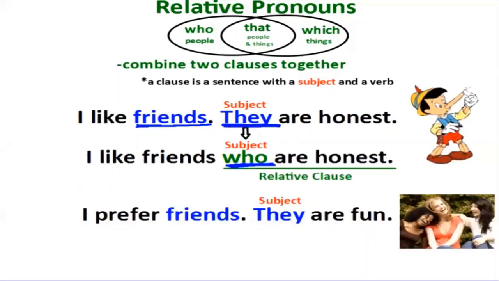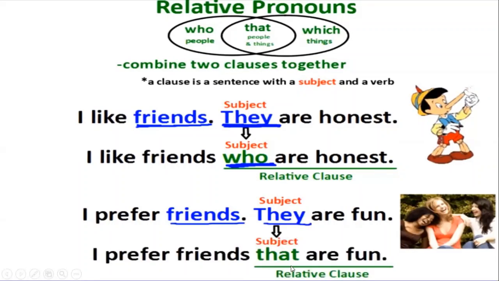We have another example here. Take a look, two more sentences. I prefer friends, sentence number one, and they are fun, sentence number two. So how can you guys put these two sentences together? Put it together, please. I prefer friends who are fun. I prefer friends who are fun, or I prefer friends that are fun, right? Now in this case, I used that because you know that we can use both, either that or who.